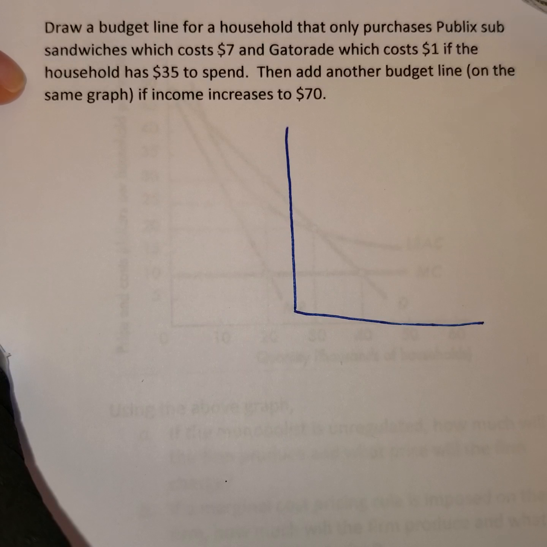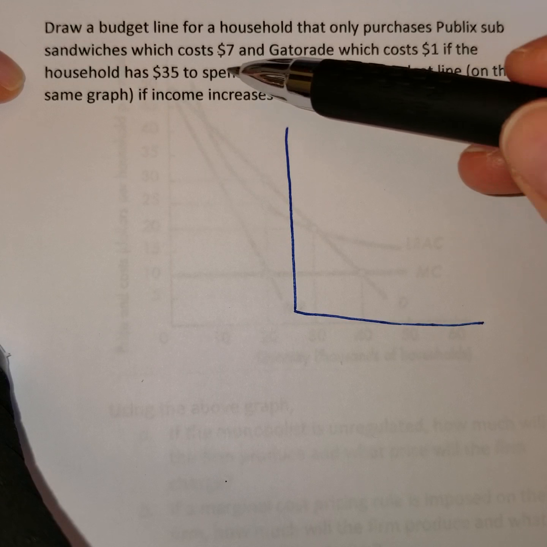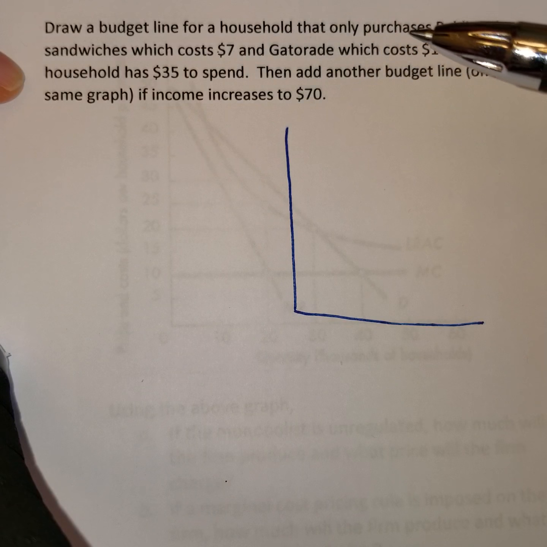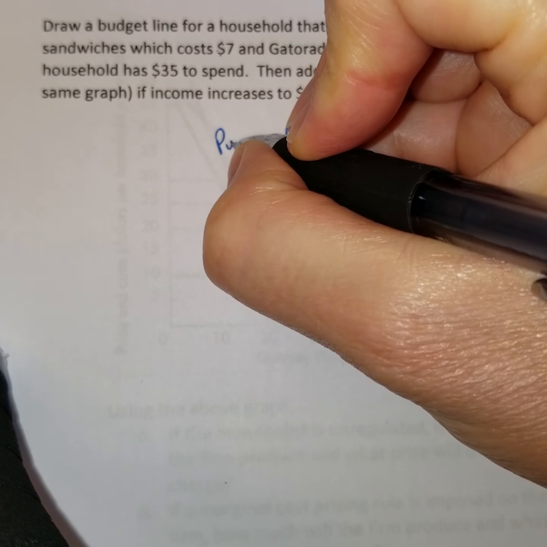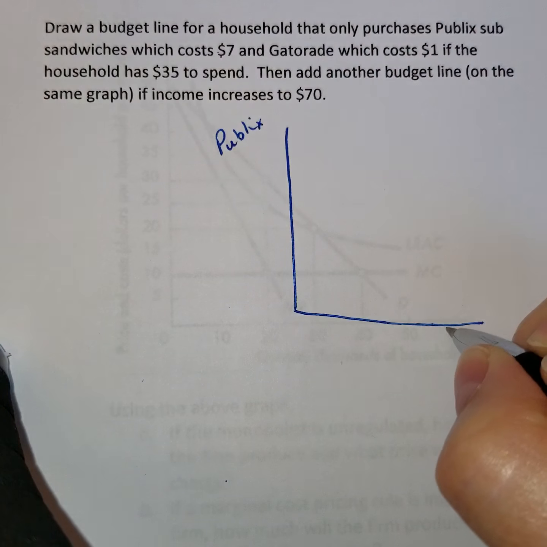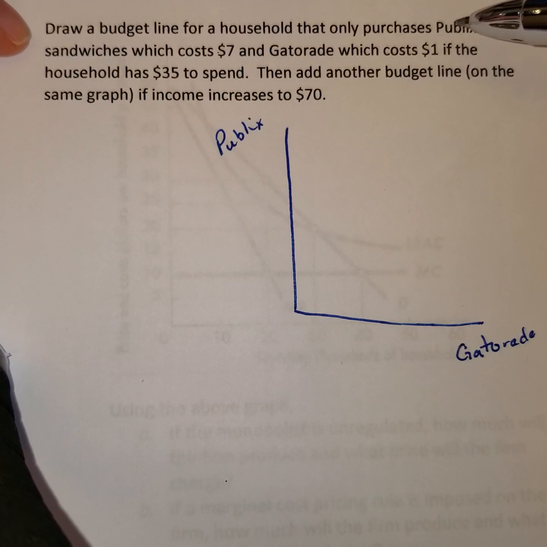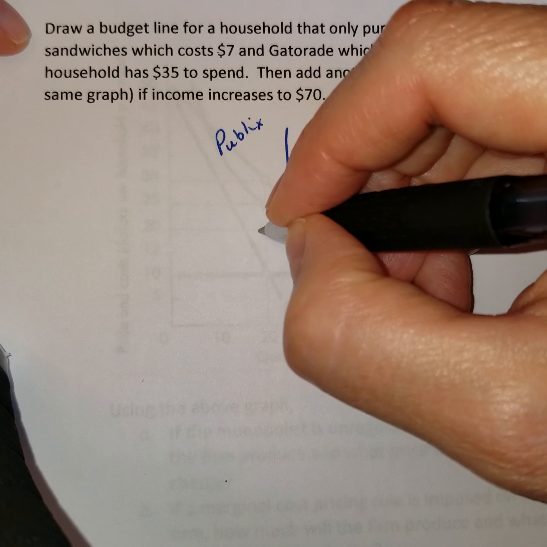So our real income in terms of Publix sub sandwiches is going to be our household income divided by the price. So if we take the $35 and divide it by the price, 35 divided by 7 is going to be 5. So that means we could afford to buy 5 Publix sandwiches. Okay, so if we have Publix sandwiches here and we have Gatorade here, our real income in terms of Publix sub sandwiches, again, is 35 divided by 7, which is 5.